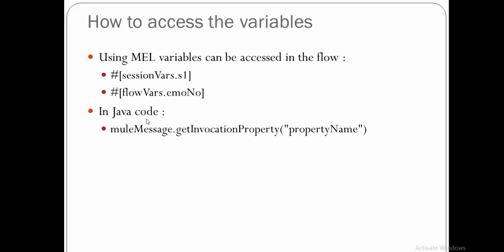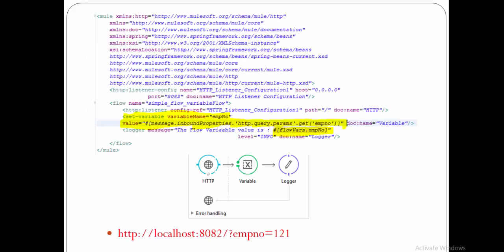To access the variables inside your Java code, you need an instance of the Mule message. On the Mule message object, you need to invoke the method getInvocationProperty, and you need to pass the variable name. In this way you can access the variables inside your Java code. Let's see a small demo.